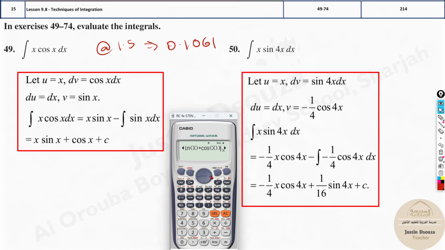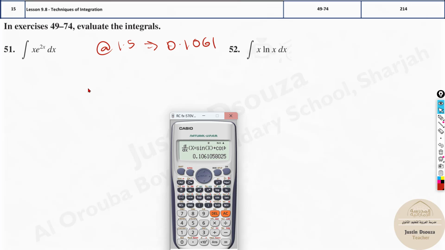And now don't write c because it's constant, it will be derived anyways to 0. Now this x value is whatever you assumed just now, that is 1.5, and look here, it matches. Only one correct answer will match, all the others will be unique. So now even over here you can do the same thing. Let's do a little different type.